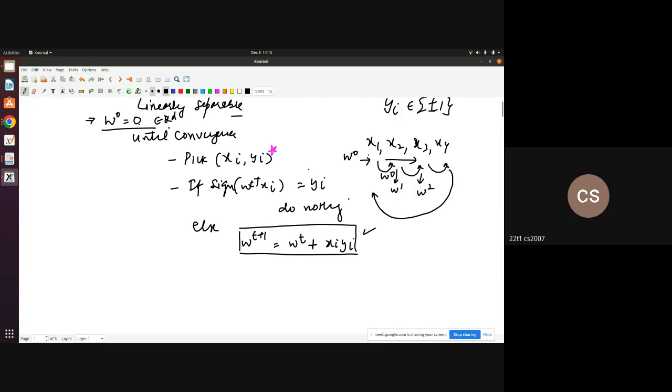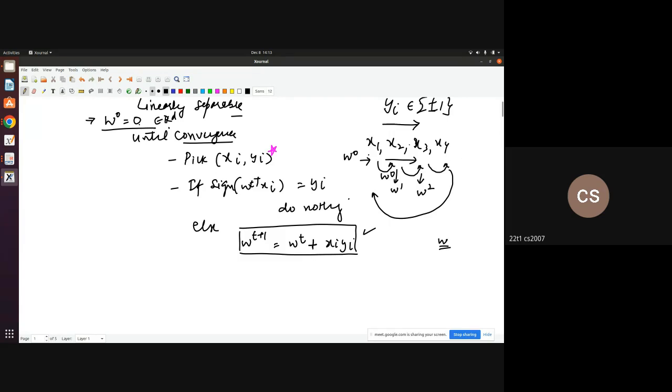So what do we mean by convergence here? When you have followed an entire pass and there hasn't been any mistake, that's what we mean by convergence, which means all the data points are being correctly predicted by the current copy of W. The point to note here is that we keep a running copy of W in every pass, right?